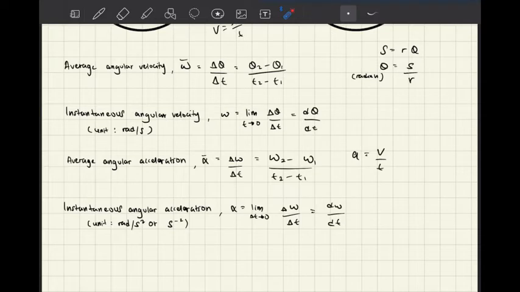You guys have to be really careful on the units, because some questions need radian per second, or some questions might need you to use revolution per minute. So you have to be careful on that.